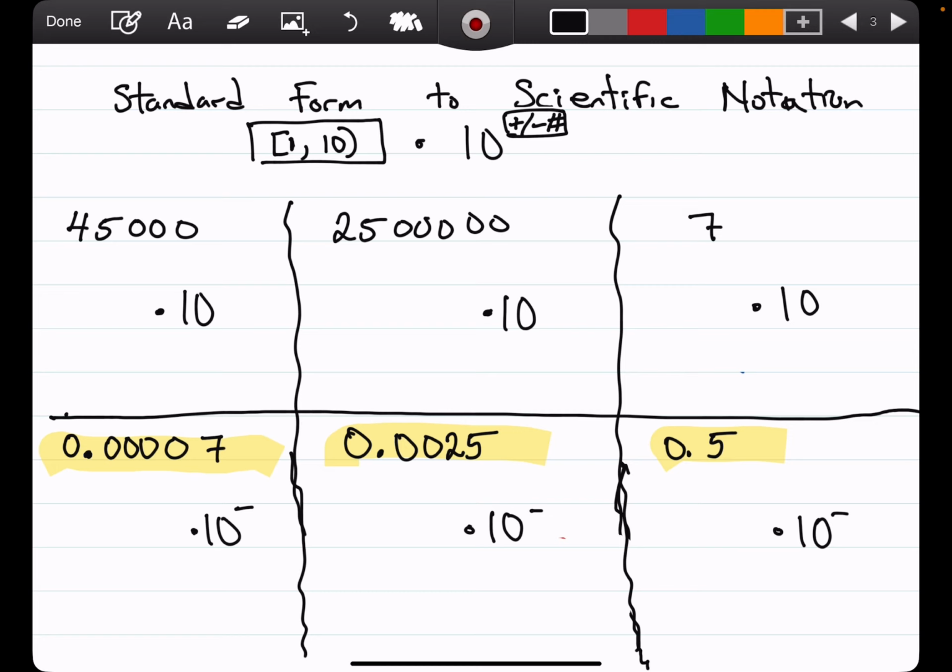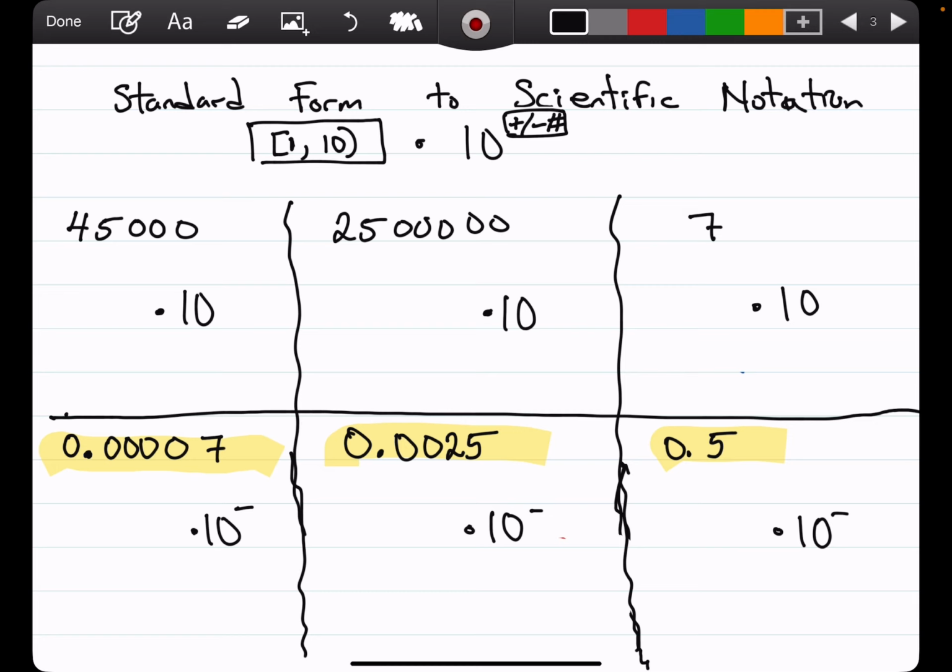Did you see what I just did? Mariah, do you see the cheat code? Yeah. I'm just asking. That's the cheat code. The first row will be a positive exponent. The second row will be a negative exponent. Why is it a negative exponent? Because the standard number is 0 point something.